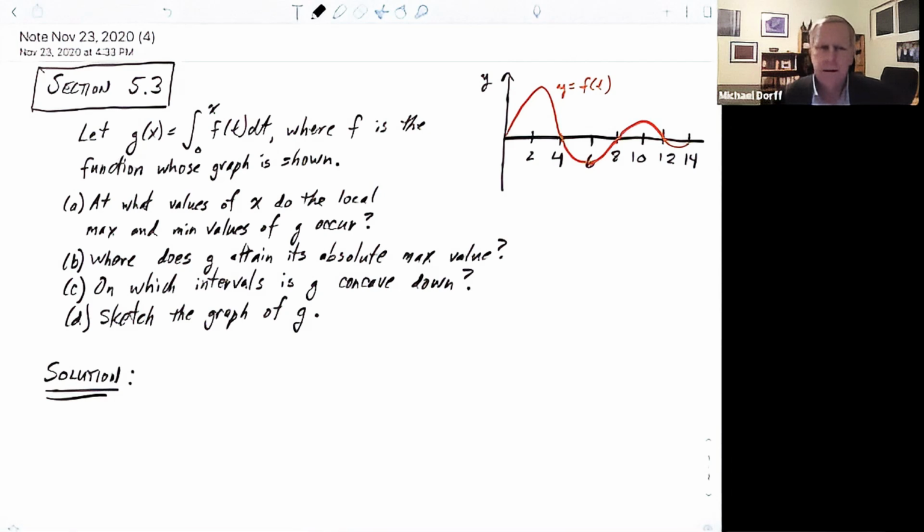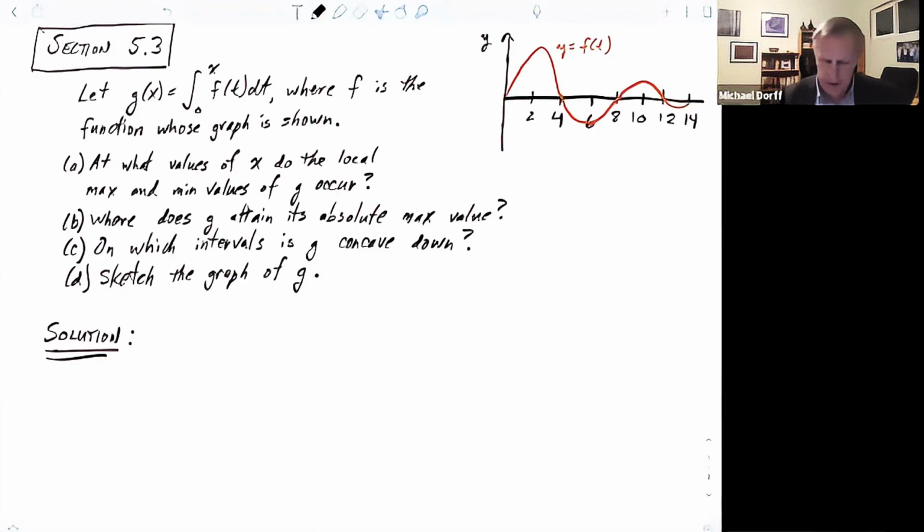Now we're going to look at another homework problem from section 5.3. In this problem, we have g of x equals the integral from 0 to x of f of t, where f is the function whose graph is shown in red. Now this may look like the previous problem we've done, but it's somewhat different. In the previous problem, we asked certain questions. In this one, we're asking different questions. So the types of questions we're asking are different, although the function g is similar.